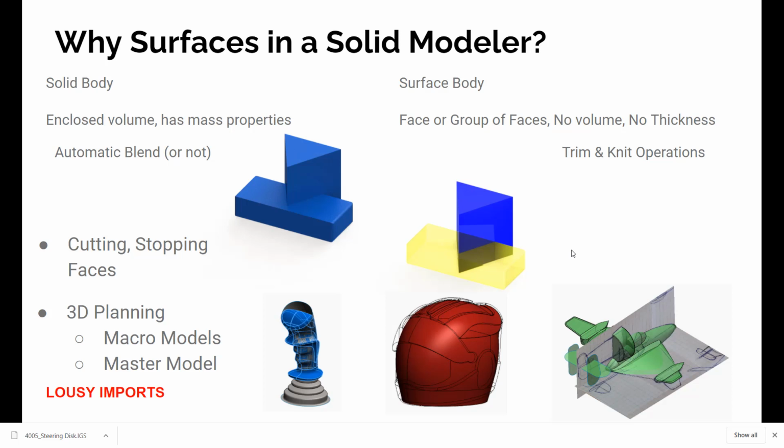Surfaces aren't always used for the entire model. You can just use them to cut something or use as a stopping face, as an up to when you're extruding. I'll show you some examples of that.